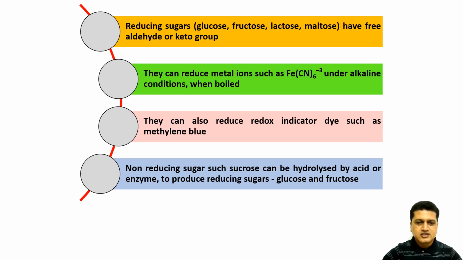Non-reducing sugar such as sucrose can be hydrolyzed by acid or enzyme to produce reducing sugars such as glucose and fructose.